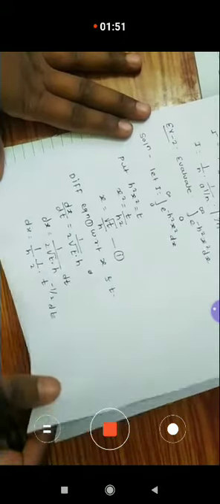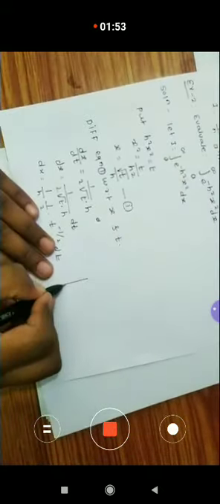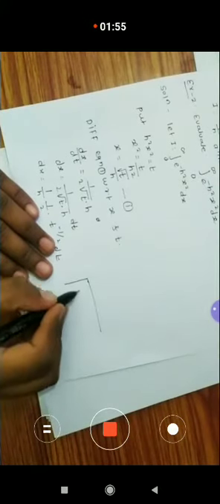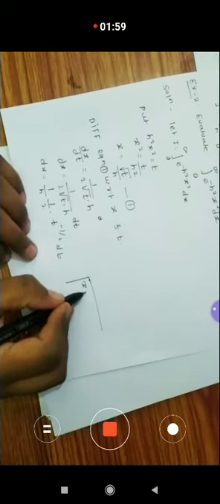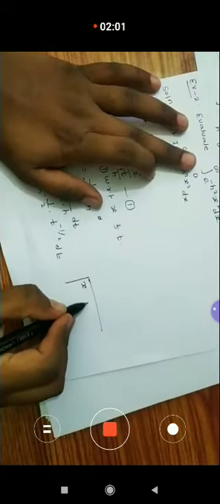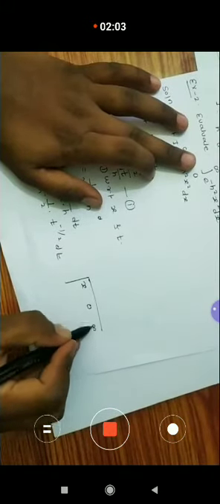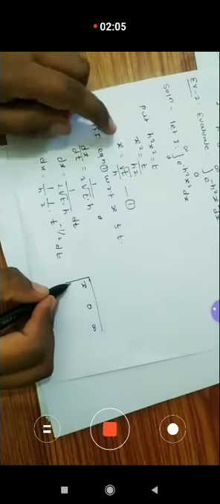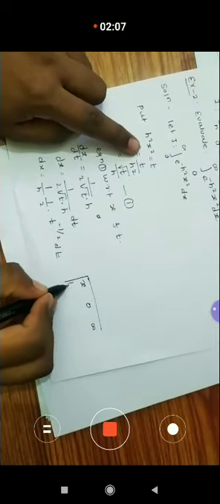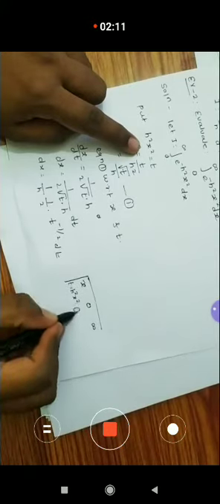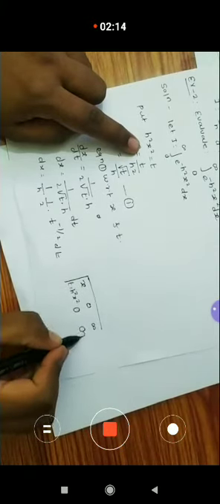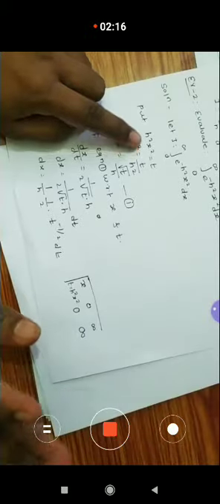Now we see the limits. What is x here? x changes from 0 to infinity. According to this, what is t? t is h square into x square. So when x is 0, t is 0. When x is infinity, t is infinity. So the limits are there. Okay.